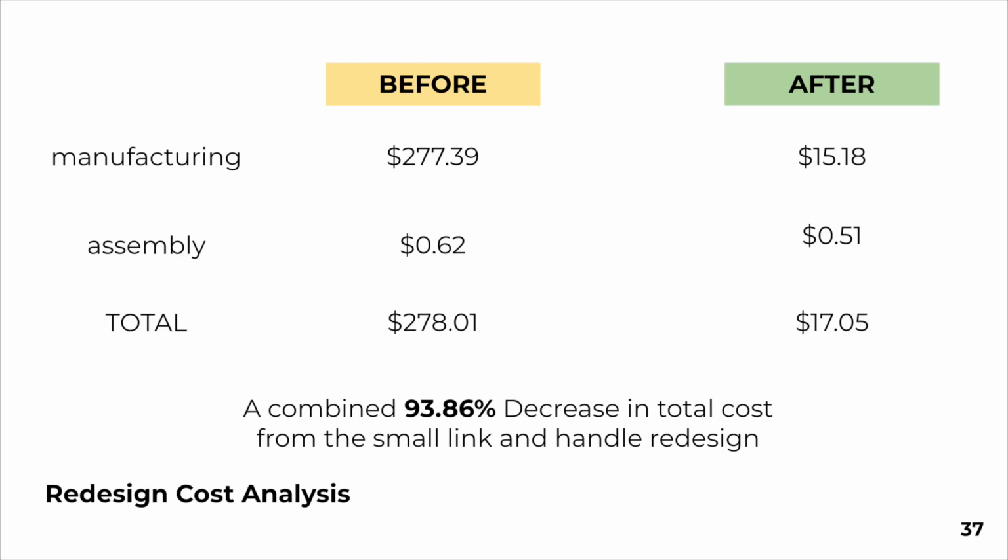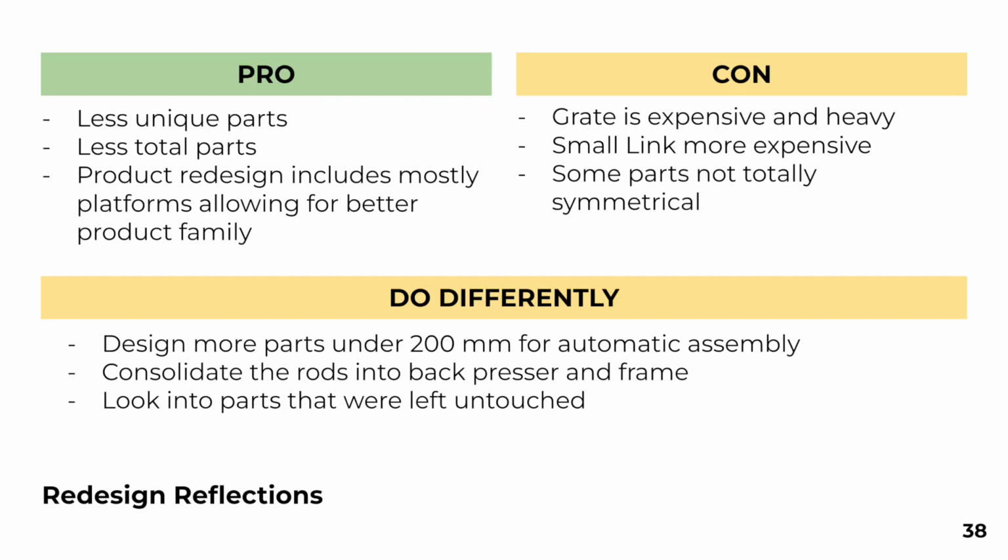For the redesigned parts, the small link and the handle, the combined manufacturing cost was reduced from $277.39 to $15.18, a 94.52% decrease. The assembly cost was reduced from 62 cents to 51 cents, creating a 17.74% decrease. In total, our redesigns result in a cost reduction of $260.96, a 93.86% decrease. Our redesign successfully improved the cost and efficiency of assembly for the food dicer by following the principles of design for manufacturing and assembly.